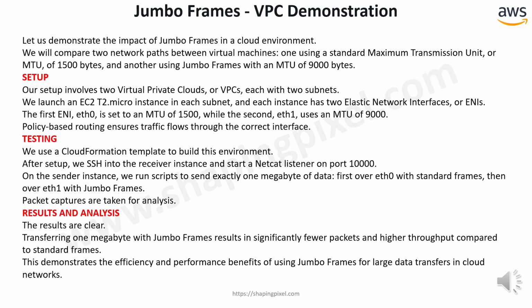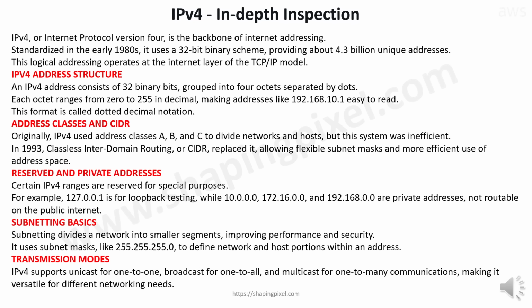The results are clear. Transferring 1 megabyte with jumbo frames results in significantly fewer packets and higher throughput compared to standard frames. This demonstrates the efficiency and performance benefits of using jumbo frames for large data transfers in cloud networks.